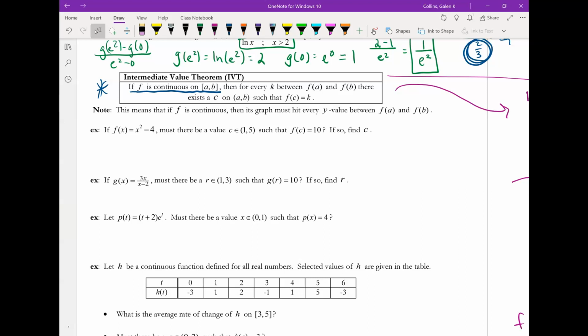So then, for every k between f of a and f of b, there exists a c on the open interval a b, so between a and b, not including a or b, such that f of c equals k. That looks funny to me. All right, so if I look at this, k is a y value. We said a and b are both values of x. c is also a value of x. So for every value k between f of a and f of b, there exists a c such that f of c is k.